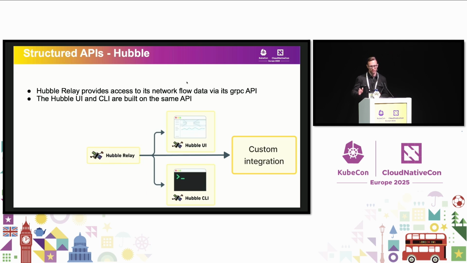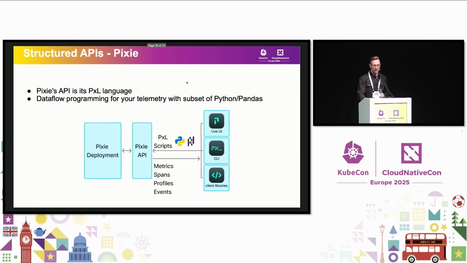It's also worth mentioning that even though I'm only highlighting 2 projects for each of these properties, for data enrichment and structured APIs, all of the 4 projects we are talking about today fulfill that interface. And then moving on to Pixie.